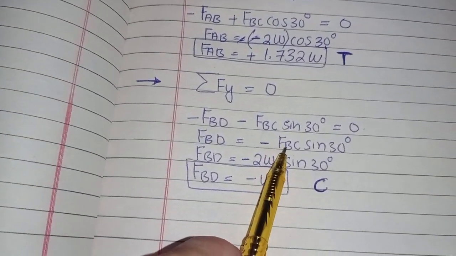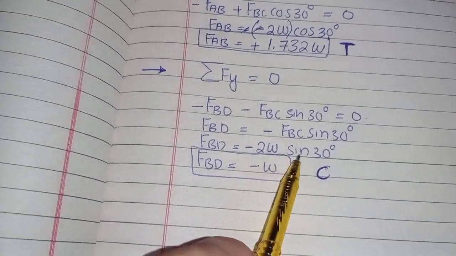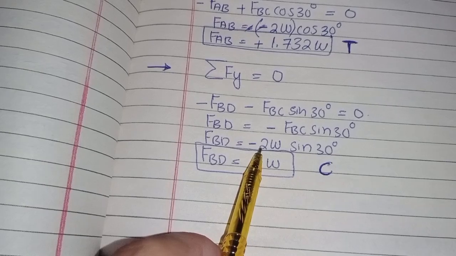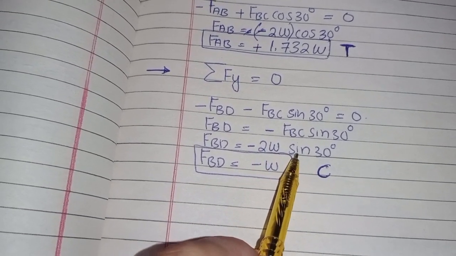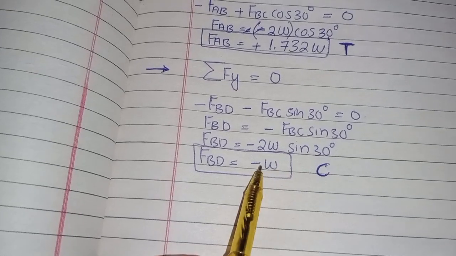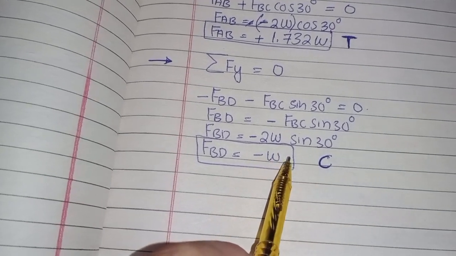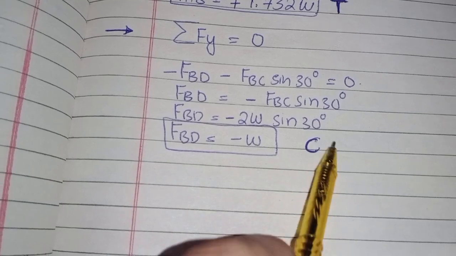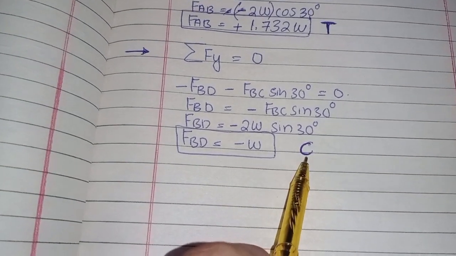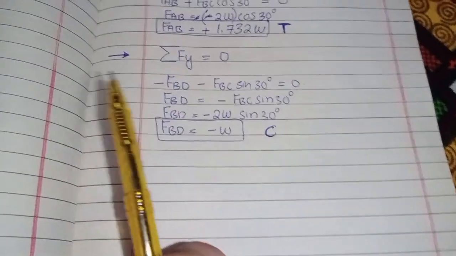So in place of FBC I put 2W into sin 30. If you multiply 2 into sin 30, you will get the answer of 1. So 1W. The negative sign shows that my assumption was wrong. The force in member BD is compressive, or in compression.